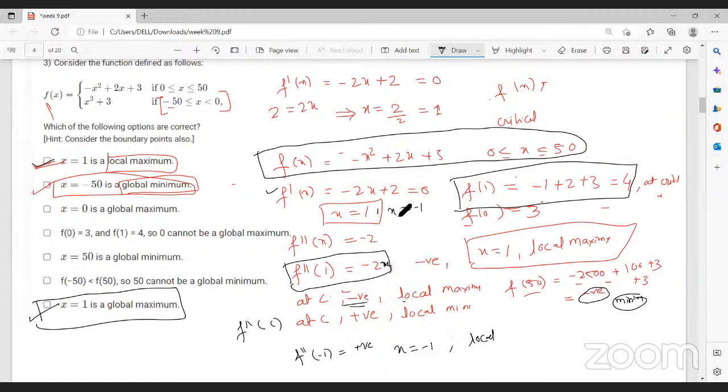So suppose I have f double dash of x equal to -2x. In that case, if I put x equals 1, I will get a negative value. If I put x equals -1, I will get a positive value. So at x equal to 1, there will be a local maximum, and at x equal to -1, there will be a local minimum. Okay. But in this case, only -2 is there, no variable is attached. So here we'll get the local maximum only, right?